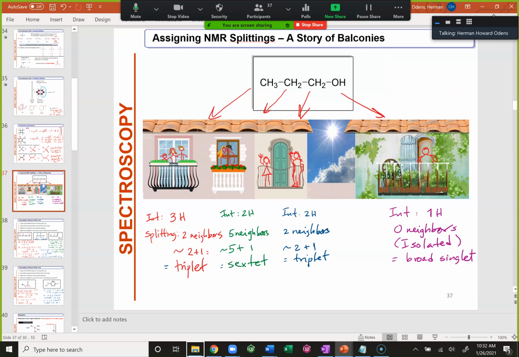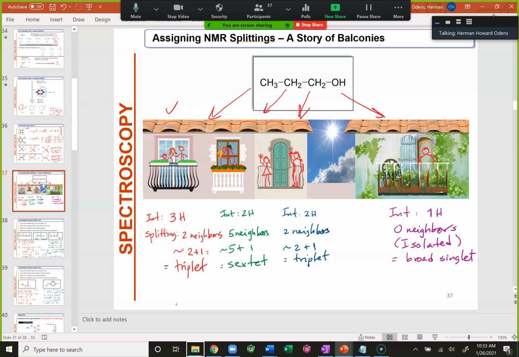So I compare this to families living in townhomes, and everybody is just enjoying the afternoon outside on the balcony. We have a family of 3. We have a family of 2 in the next one, and then a family of 2, and then a single rich guy on the right side by himself. So notice that the integration will be 3, 2, 2, and 1. The splitting of the neighbors is what makes NMR fun. So this family here on the left side has 2 neighbors. So they will have an effect on them. So it will be 2 plus 1. They will show us a triplet.